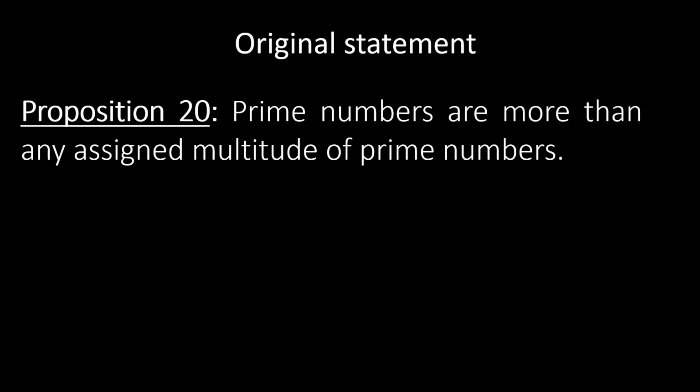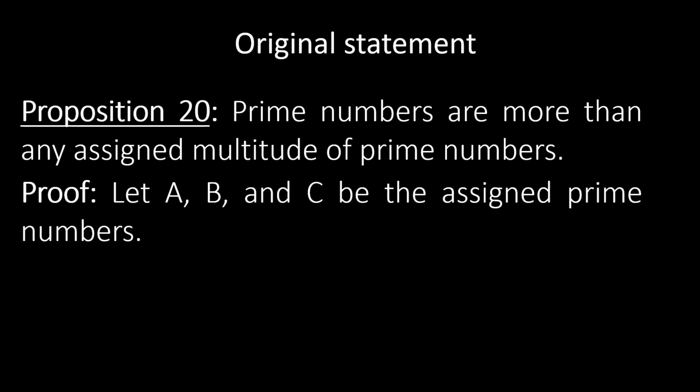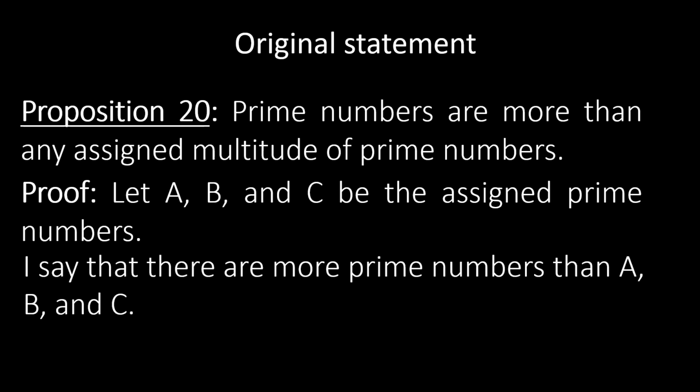So the original proof, the translated original proof, is about this one. Let A, B, and C be the assigned prime numbers. Now, this proof is actually very geometrical. When Euclid talks about prime numbers, it actually refers to segments, parts of a line that have a measure of a prime number. Prime segment means that you can measure the segment only by the 1 unit, not by 2 units or 3 units. So basically, it's just segments that have length of a prime number.